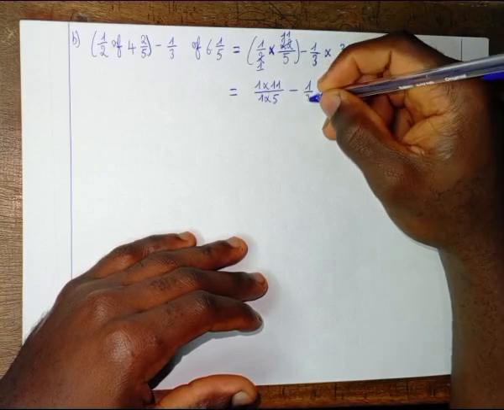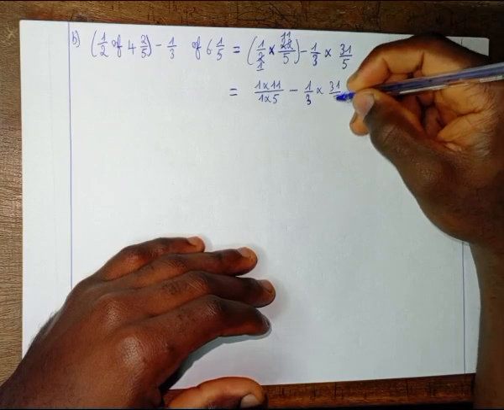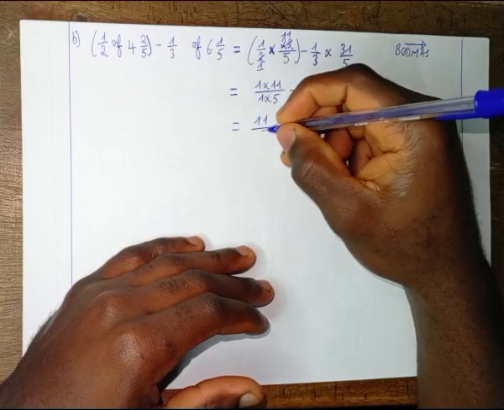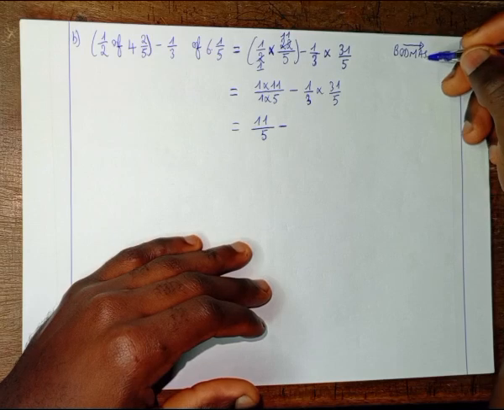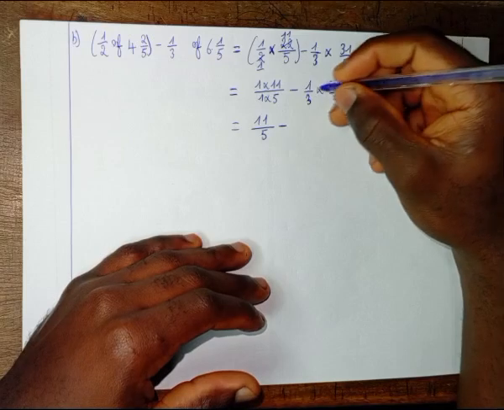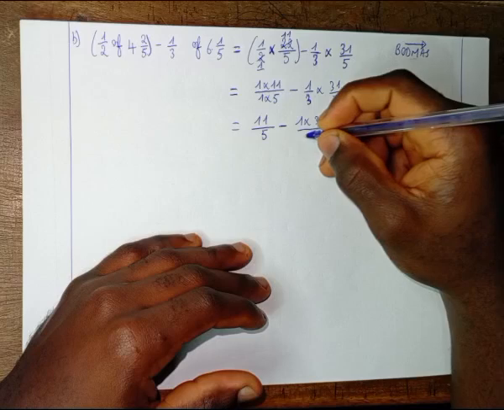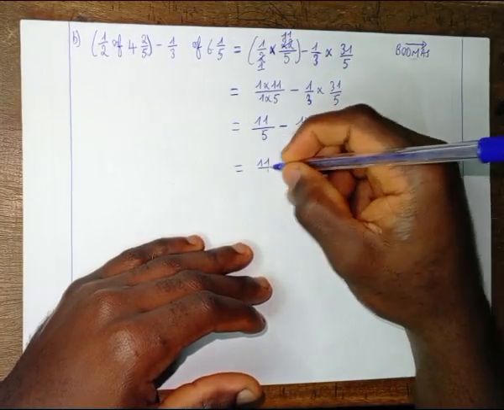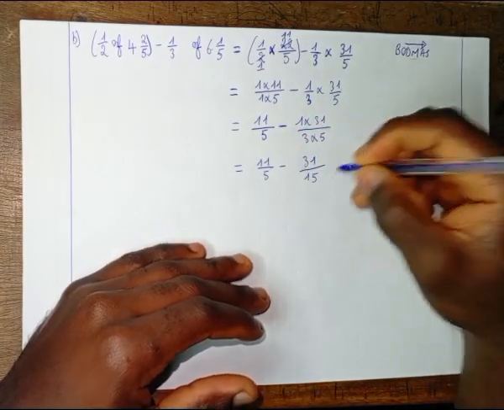minus 1/3 times 31 all over 5. This will give us 11 all over 5 minus, subtraction comes last, so you need now to carry out multiplication. We need to multiply these two fractions. Here there's nothing we can simplify. 1 times 31 all over 3 times 5. This will give us 11 all over 5 minus 31 all over 15.